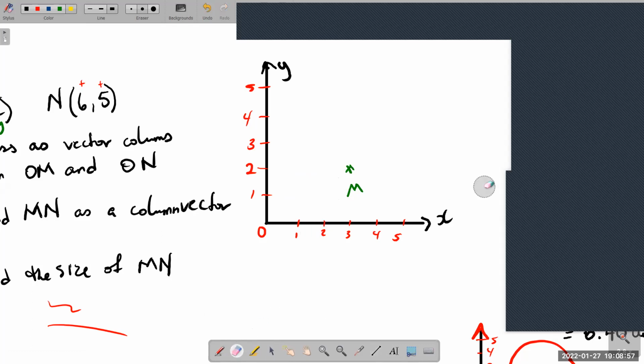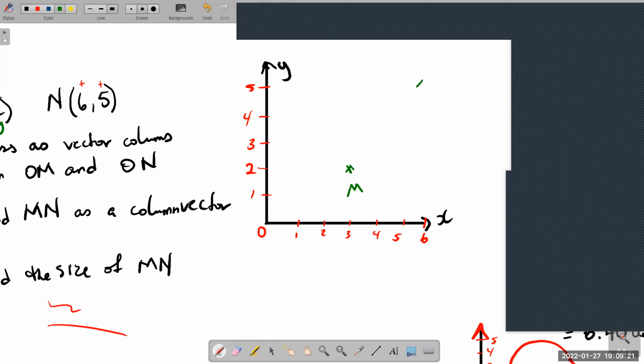Let's look now for the next point, which is N, 6, 5. So let's get my stuff and look for N, which is come across 6. I didn't put enough, so I need to put another dash here for 6. Okay. And I need to go up 5. Do I have enough for 5? Yep. So I come across 6 and I go up 5.